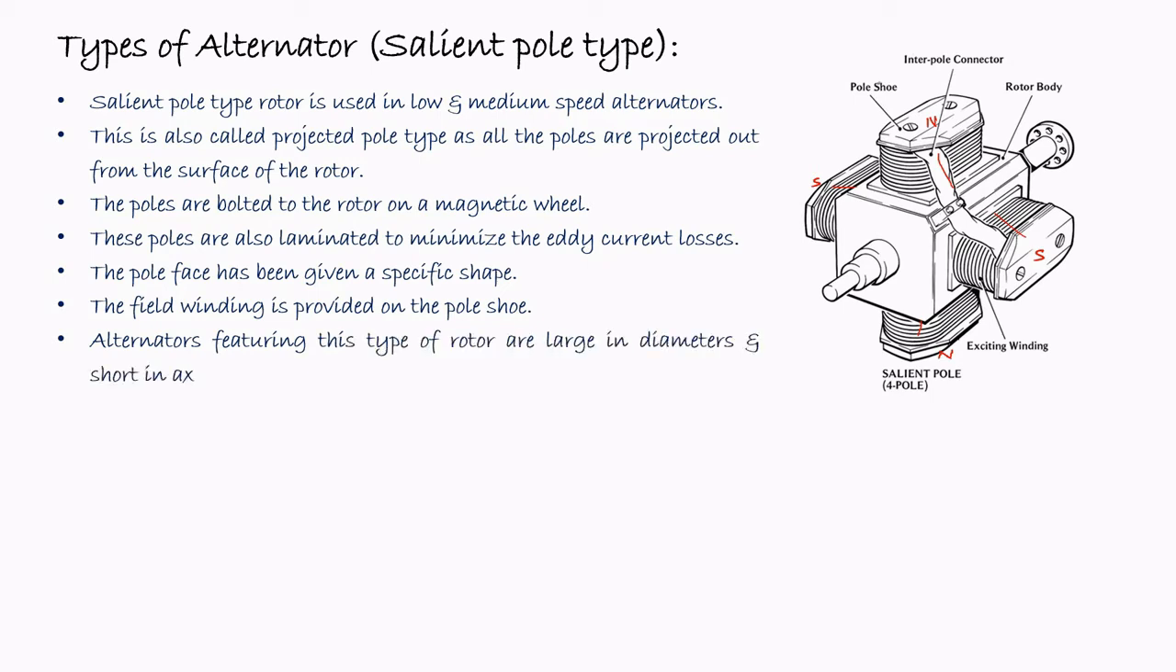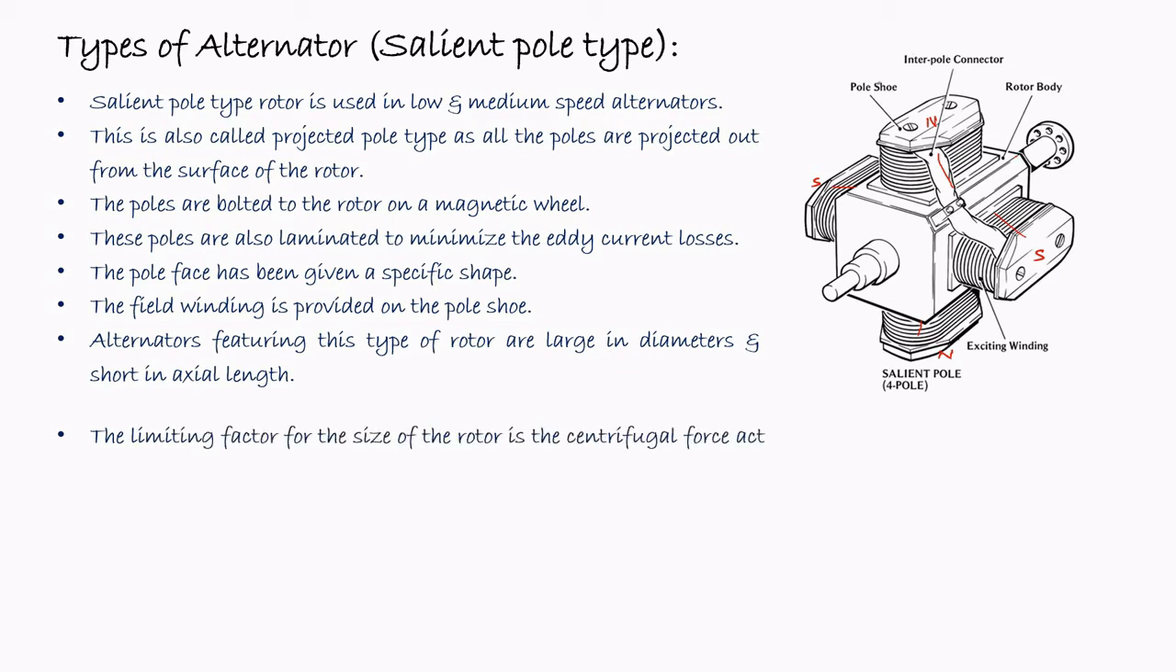So alternators featuring this type of rotor are large in diameter and short in axial length. As we can see, the air gap between stator and rotor is not uniform, and the poles are projected outside. So as a whole, the diameter of the rotor is very high. Similarly, its axial length is very low because the field windings are placed on the projected poles. Therefore, it is not required to increase the axial length.